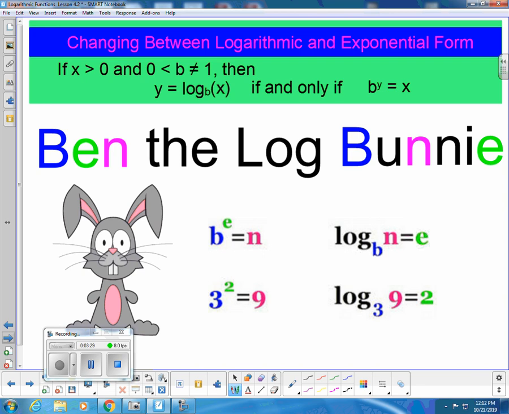Did you write Ben the log bunny down? Because it will help you. Ben the log bunny. Have we written this down? So, in logarithms, the b has to be greater than 0. You can't have a negative b, and your b can't be 1. Okay.